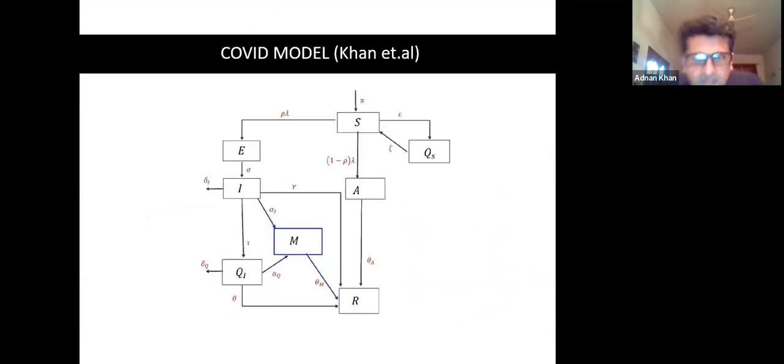So that's that. Then we come to our model. I have like 2-3 minutes in which I'll finish up. So please be patient. I'm not going to run over.